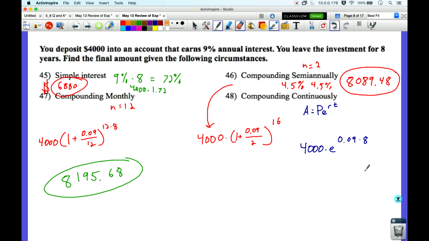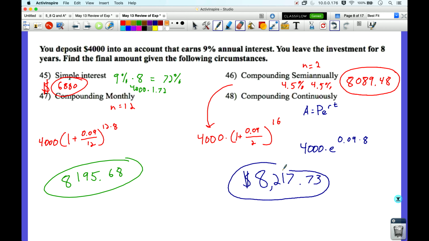times 4,000, and this gives us our most money yet, $8,217.73. So that means every second of every day the money is growing at a rate, and that rate adds up to 9% over the whole year.